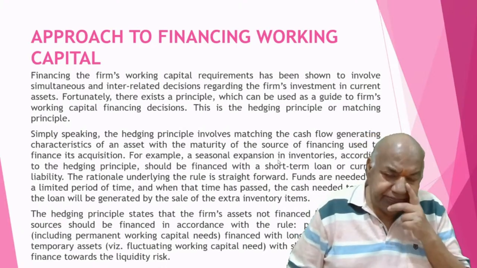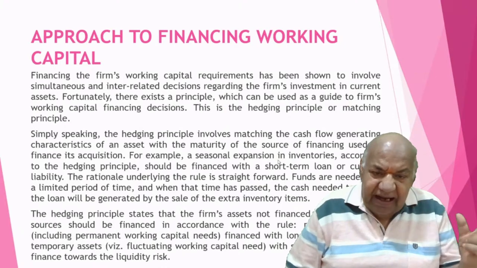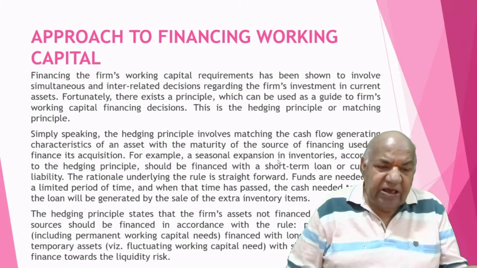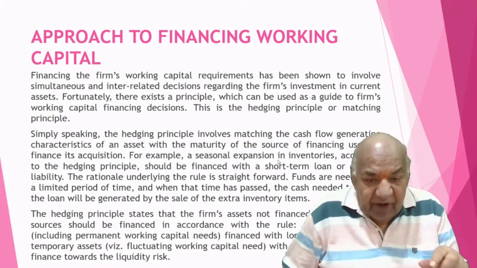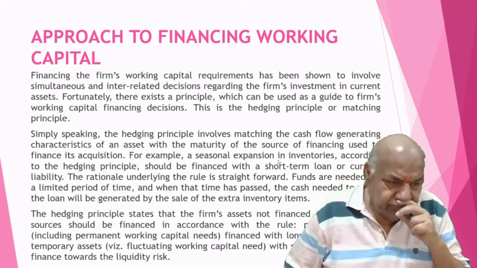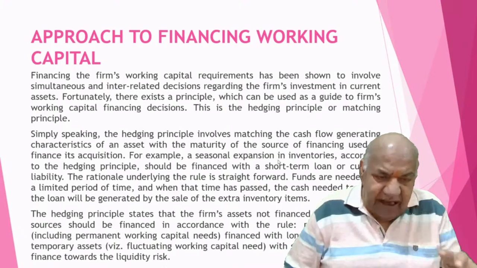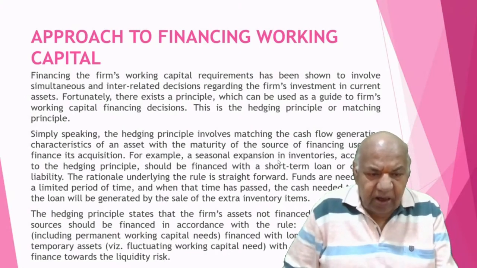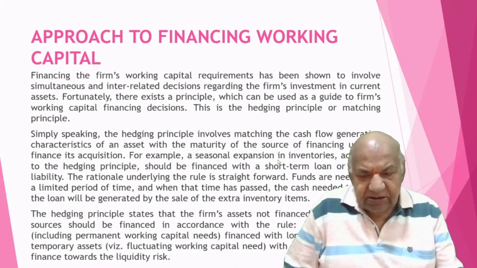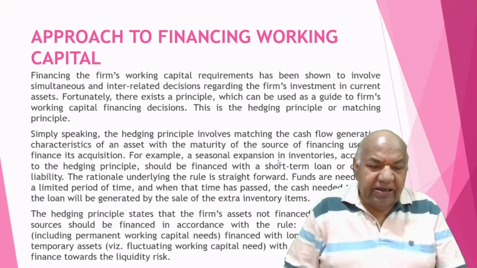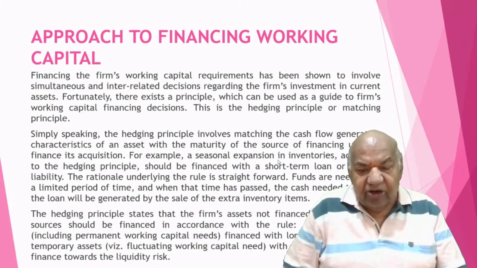For example, a seasonal expansion in inventories, according to the hedging principle, should be financed with a short-term loan or current liability. The rationale underlying the rule is straightforward. Funds are needed for a limited period of time, and when that time has passed, the cash needed to repay the loan will be generated by the sale of the extra inventory items.